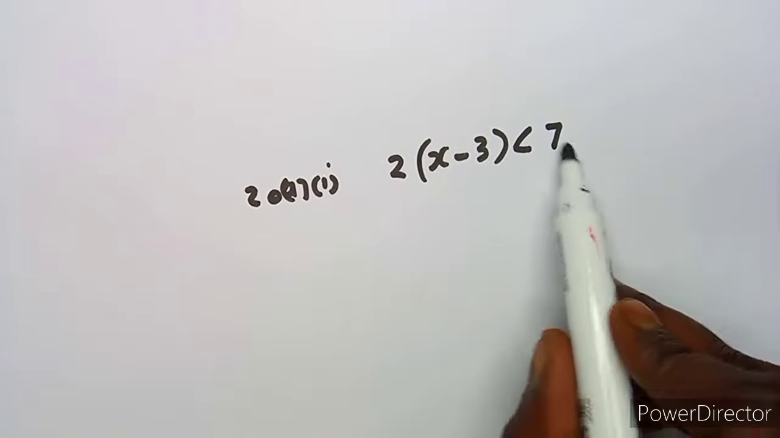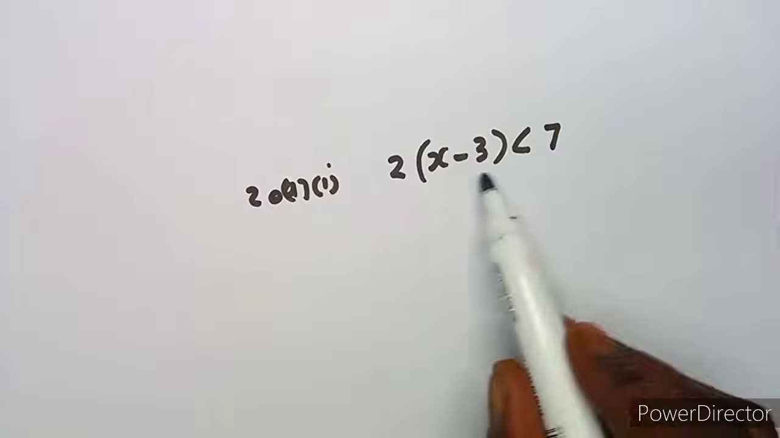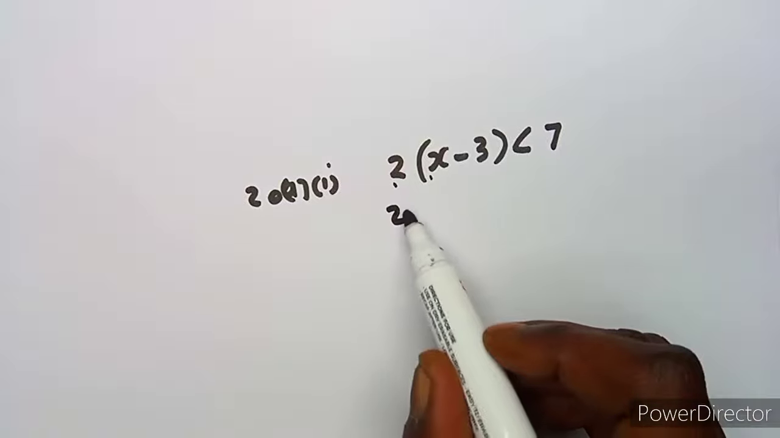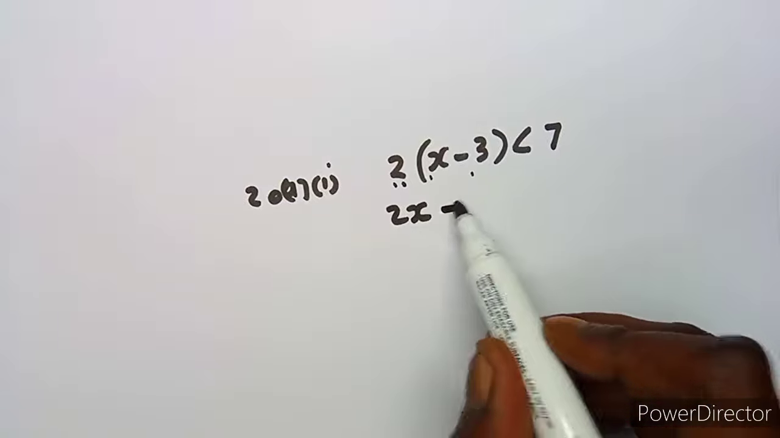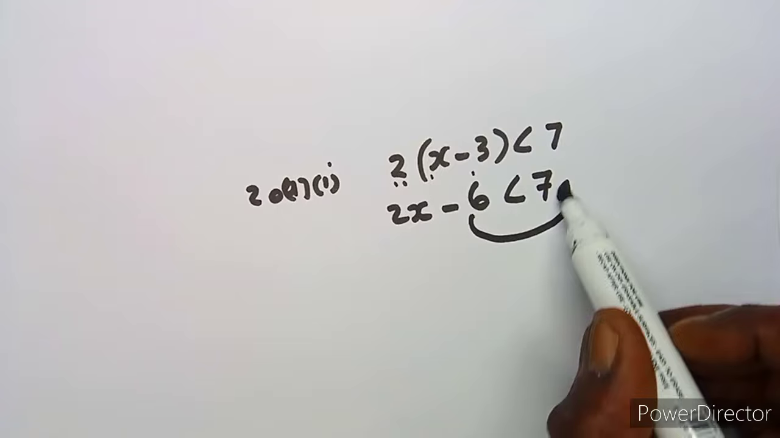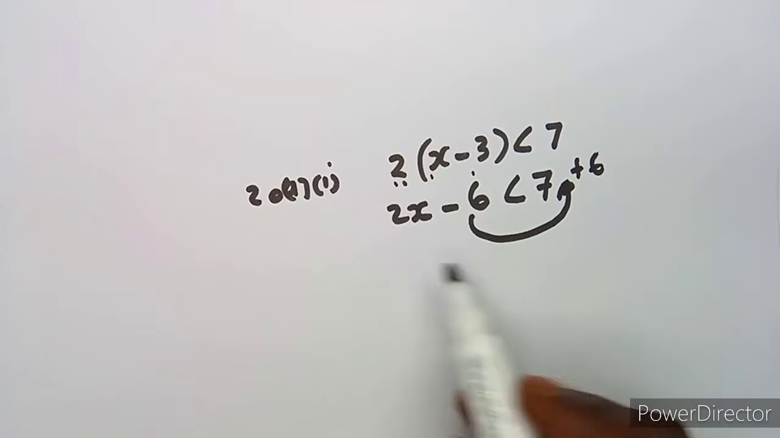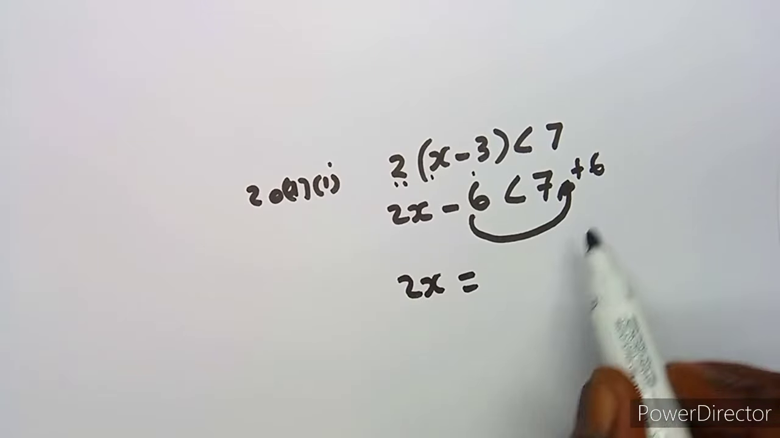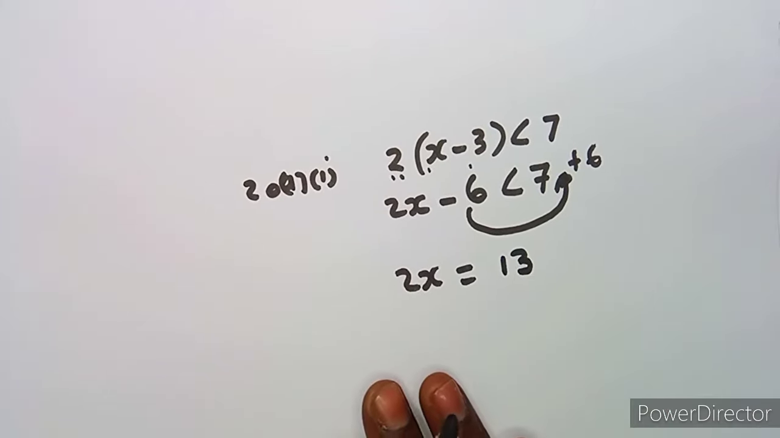Because this number cannot be divided directly, we have to expand the brackets. 2 times x, 2x, 2 times minus 3, minus 6, is less than 7. So definitely, collect this negative, it is going to be a plus there. So 2x is less than 7 plus 6, which is 13.